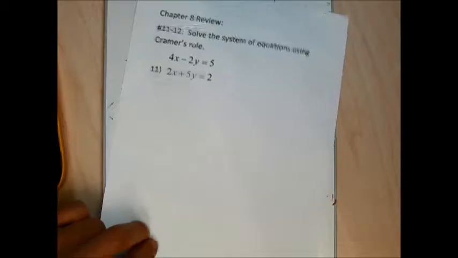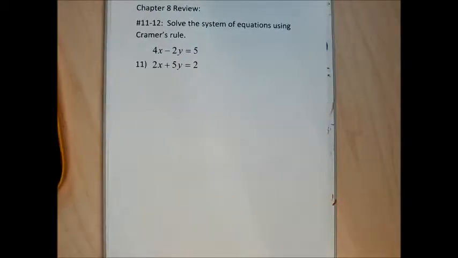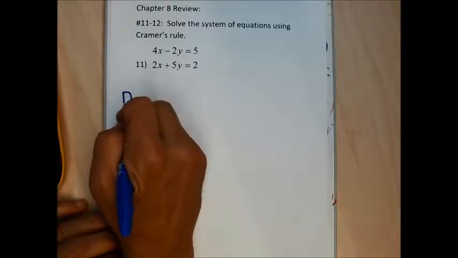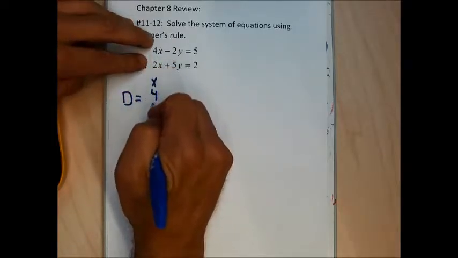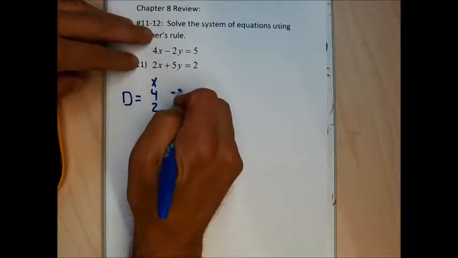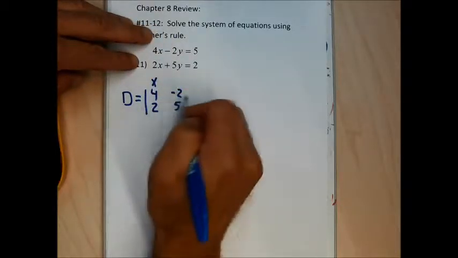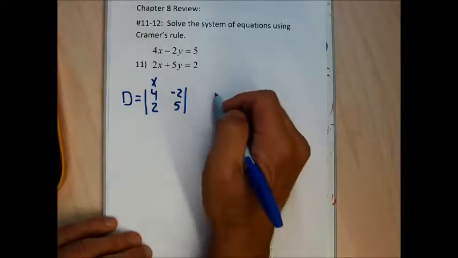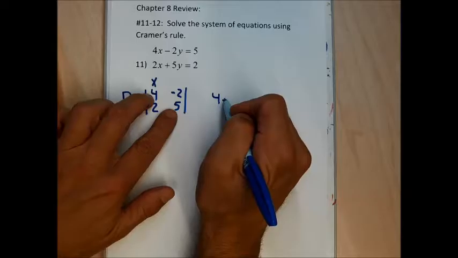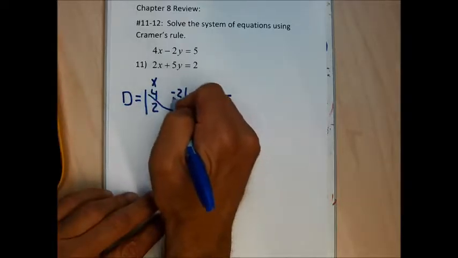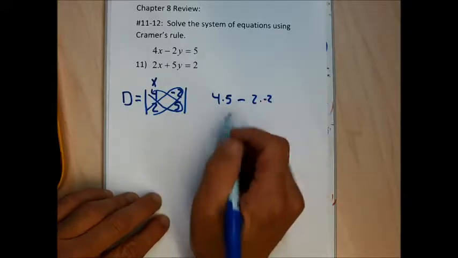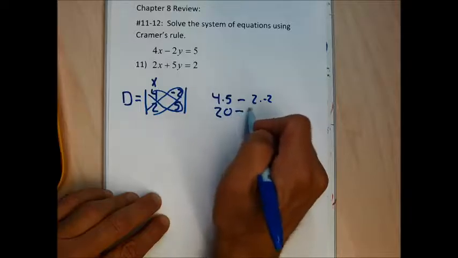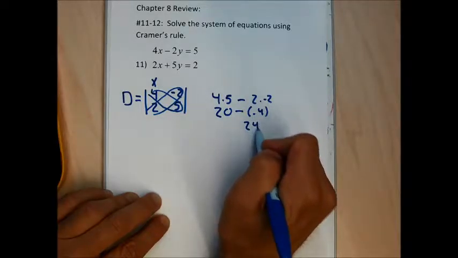11 and 12 want us to do using Cramer's rule, and Cramer's rule is easy. In Cramer's rule, we need to get 3 matrices, and then we're going to find the determinant of each. The first matrix D has the coefficients from the x column, which are 4 and 2, and then the coefficients from the y's, which are negative 2 and 5. To find the determinant for matrix D by hand, I'm going to cross multiply down and go 4 times 5, and then cross multiply up and go 2 times negative 2, and I'm going to subtract those results. D is going to be 20 minus a negative 4, which is going to be 24.